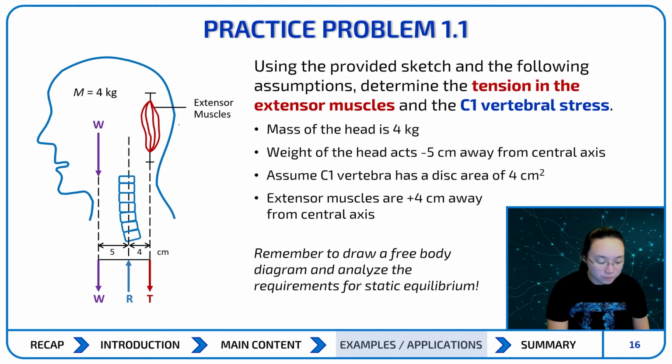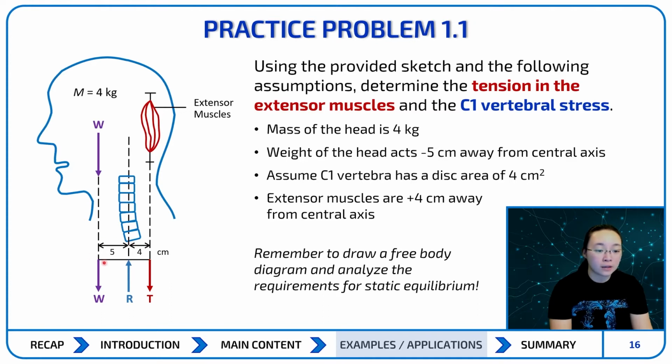So in this picture, this would be your C1, and the weight of your head is acting 5 centimeters away from the central axis of your C1, of your spine. So keeping that in mind, we then take a look at the extensor muscles. The extensor muscles are acting on the right side, 4 centimeters away from the spinal axis.